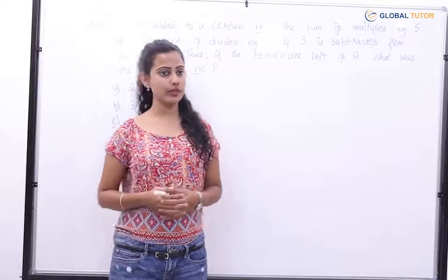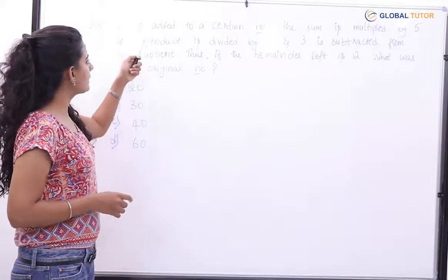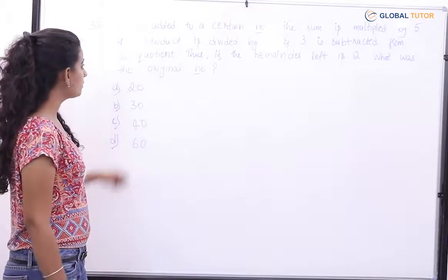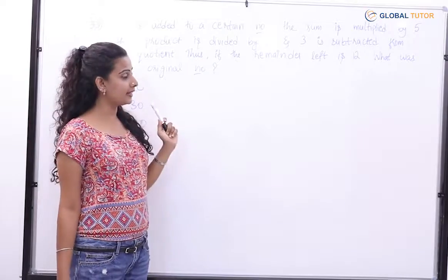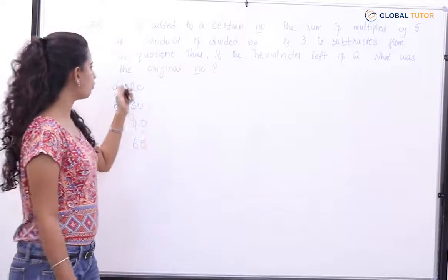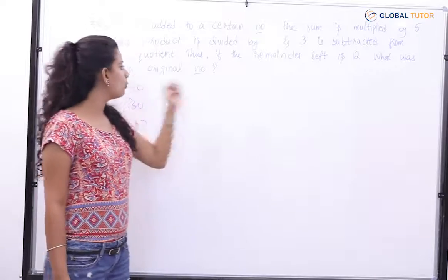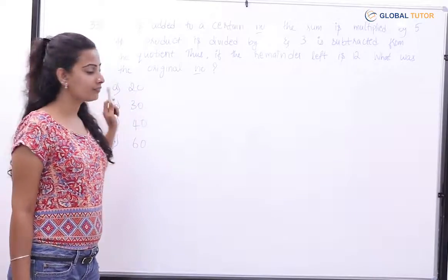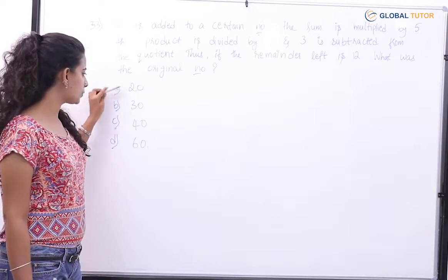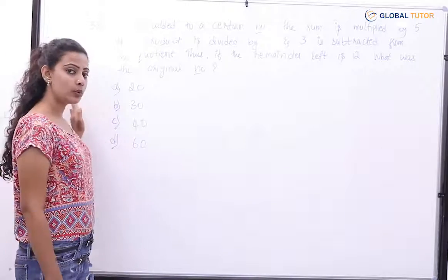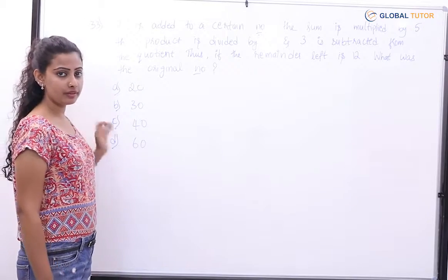Now let's see the third question. 7 is added to a certain number. The sum is multiplied by 5. The product is divided by 9. And 3 is subtracted from the quotient. Thus, if the remainder left is 12, what was the original number? And we got 4 options: 20, 30, 40 and 60. This question has come in one of the previous year exams.